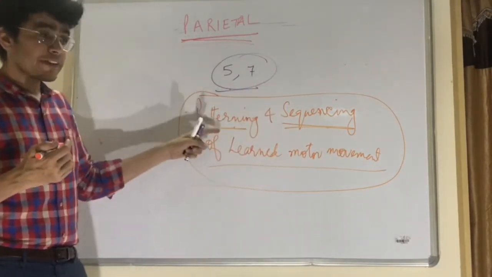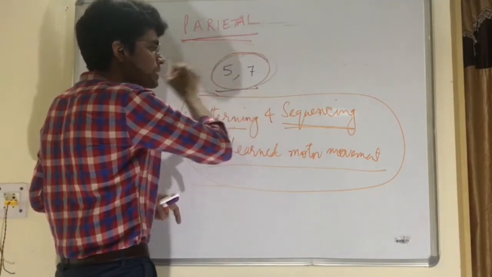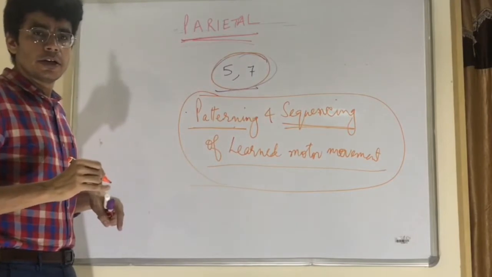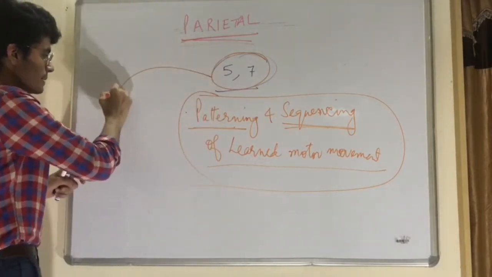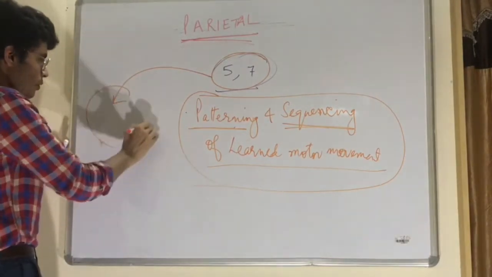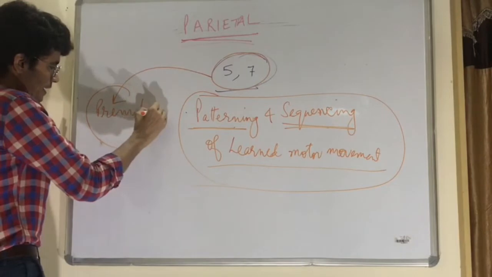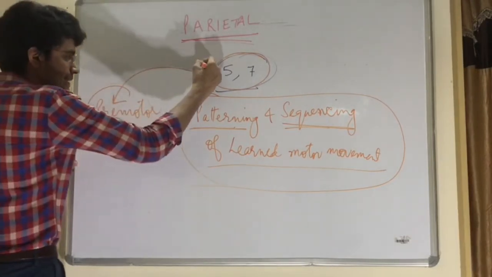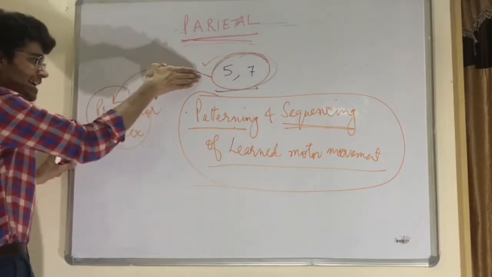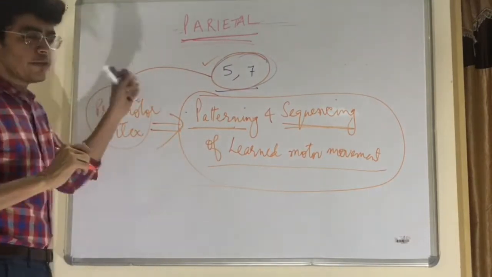So that apraxia will also happen if there is a lesion in area number 5 and 7. Why? Because area number 5 and 7 send signals to or communicate with the premotor cortex. So it has some say in patterning and sequencing of learned motor movement. That is the one function.